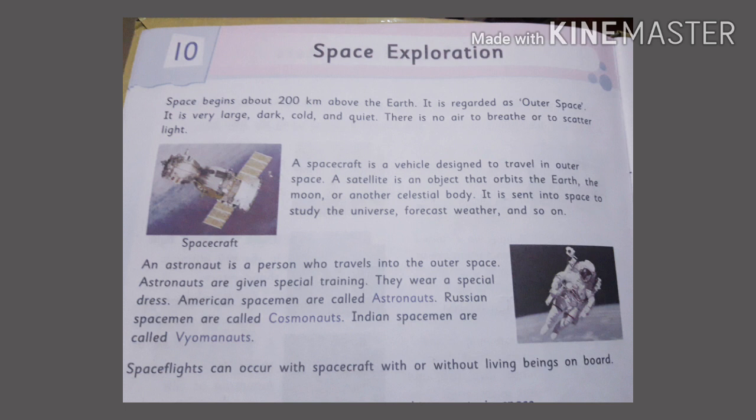Look at the third paragraph. An astronaut is a person who travels into outer space. So the person who travels into outer space is called an astronaut. Spelling: ASTRONAUT. Okay, astronauts are given special training. They wear a special dress. So when you look at the picture, you can see an astronaut wearing a special type of dress.